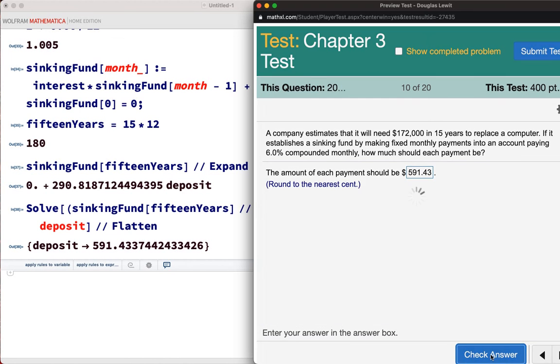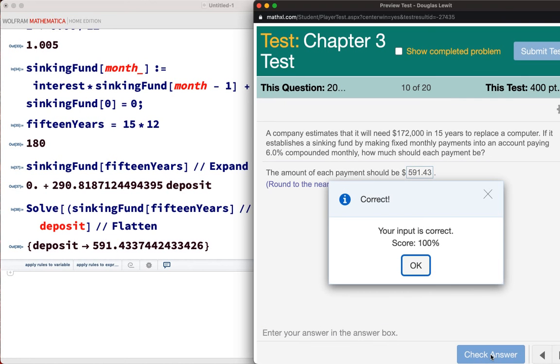$591.43 a month. Your input is correct, score 100%. Okay, looks good.